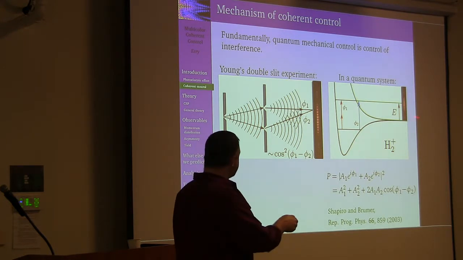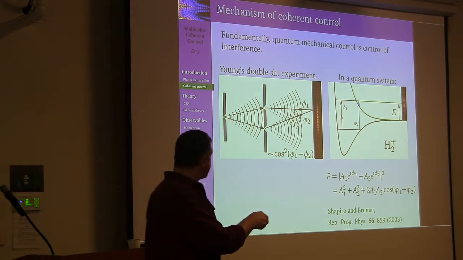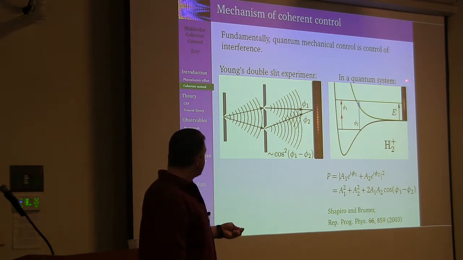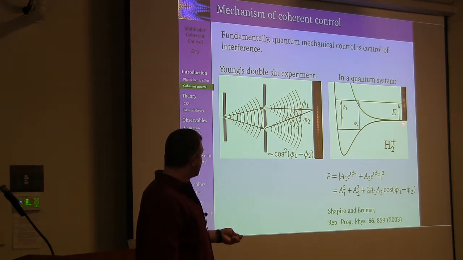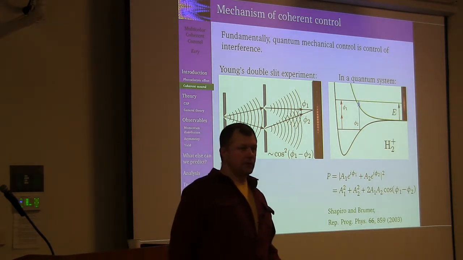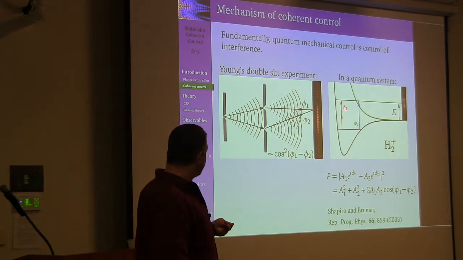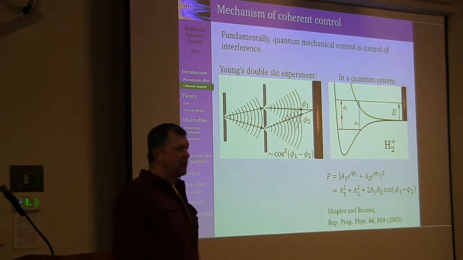You still have interference, and if you were to measure the energy of the fragments out there, starting from 0 and increasing, then you would see an interference pattern, okay? That interference pattern would be controlled by the relative phase of those 2 pathways, okay?